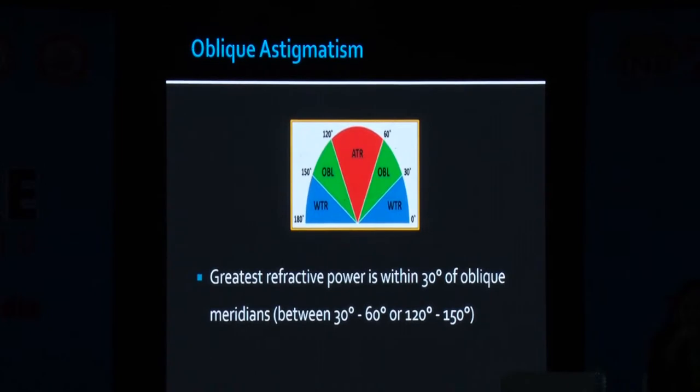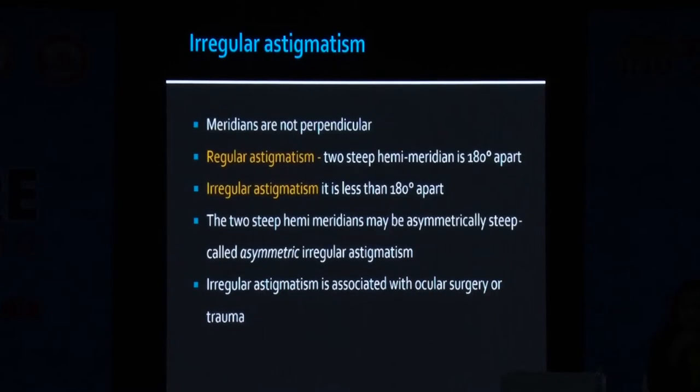The third category, the oblique astigmatism, we have the axis between 150 and 120 degrees to 60 to 30 degrees. Another category is the irregular astigmatism category. The meridians are not perpendicular in this. In regular astigmatism, the two steep hemimeridians are 180 degrees apart, whereas in irregular astigmatism, it is less than 180 degrees apart.